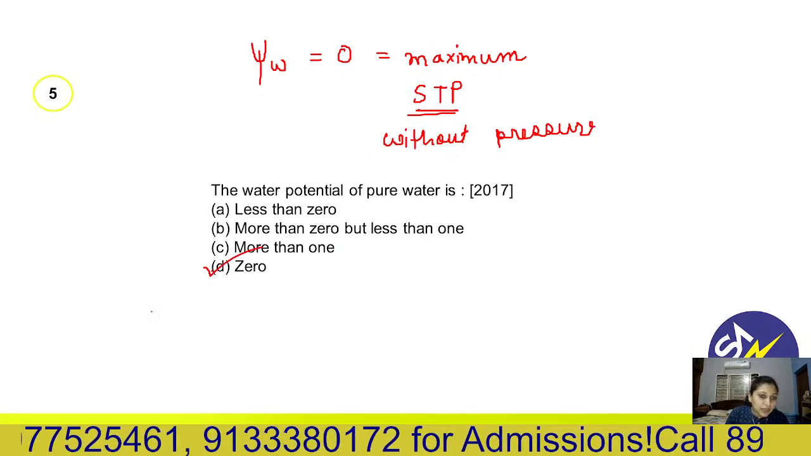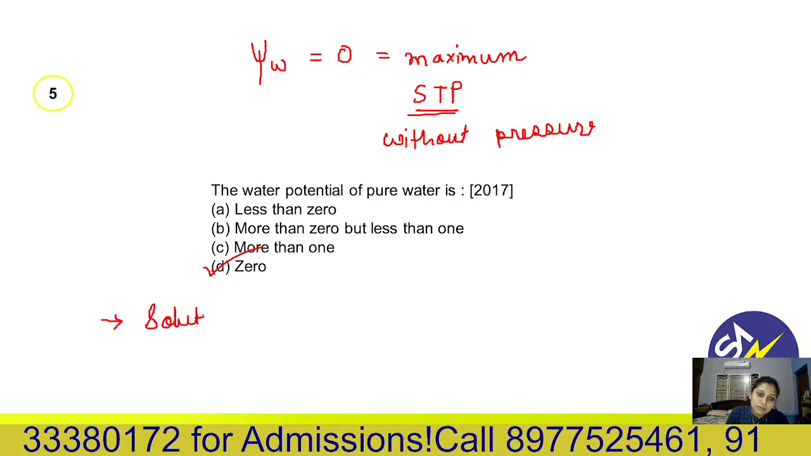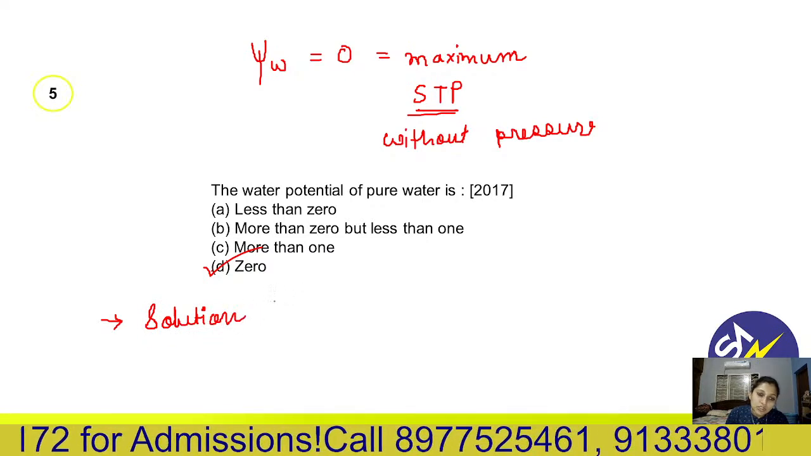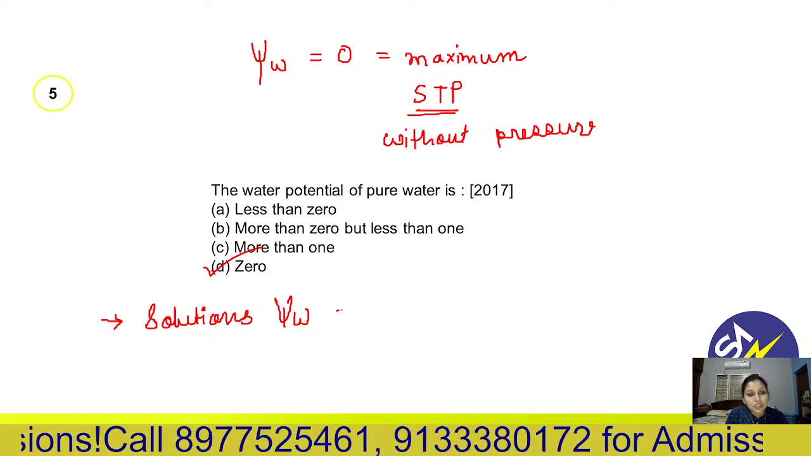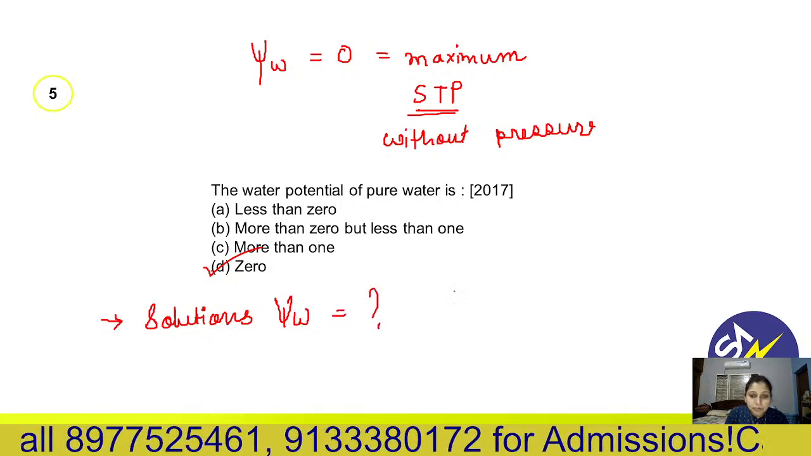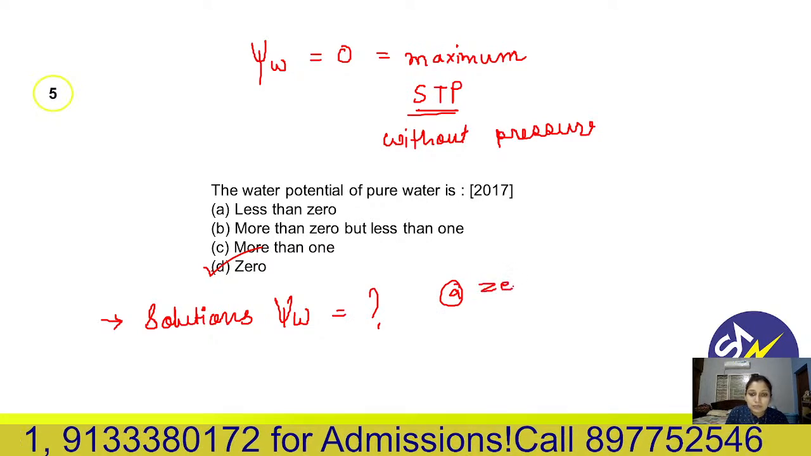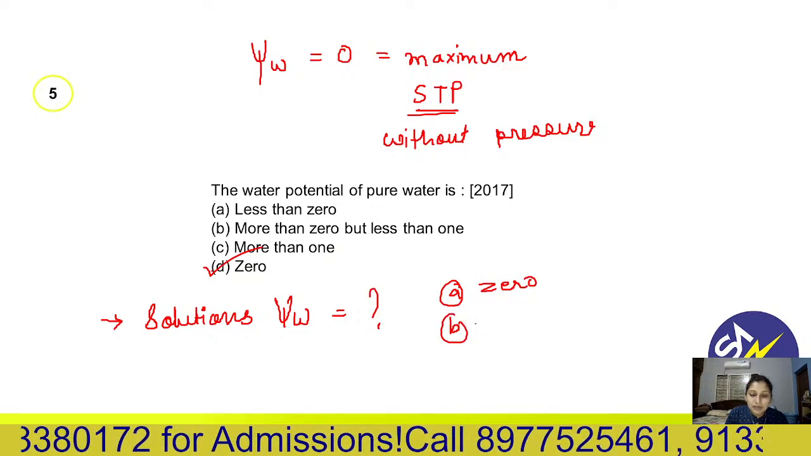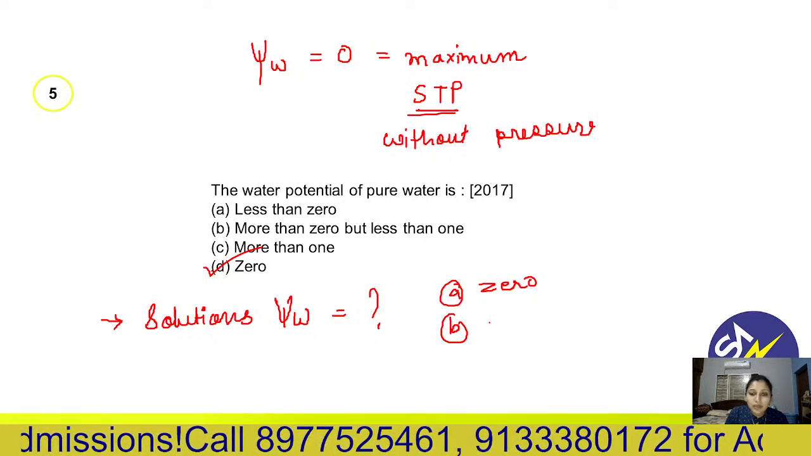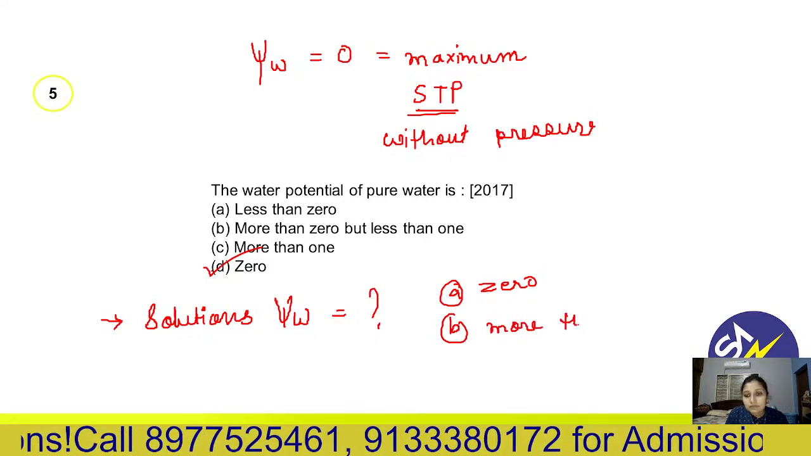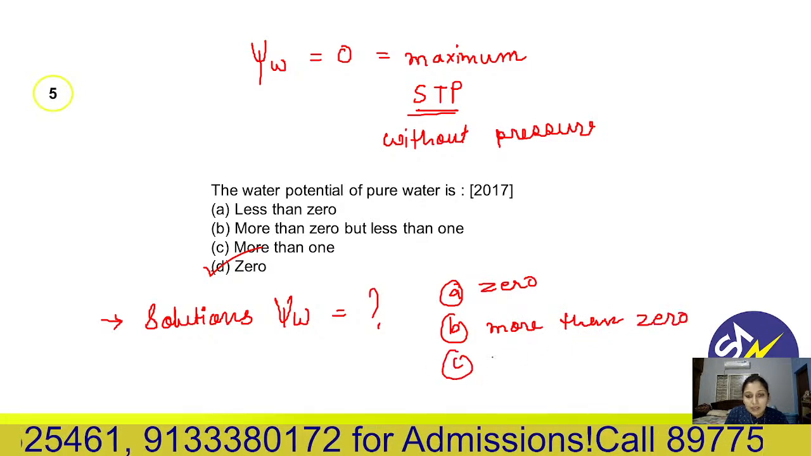So if you think about this, then tell me what will be the water potential of solutions? Water potential in solutions is equal to what? Option A, 0. Option B, a positive figure or more than 0. Or C, less than 0.